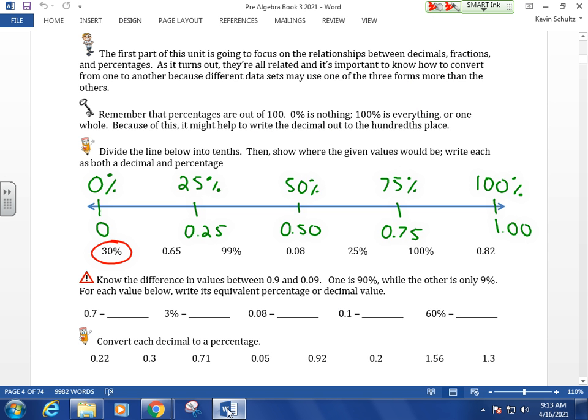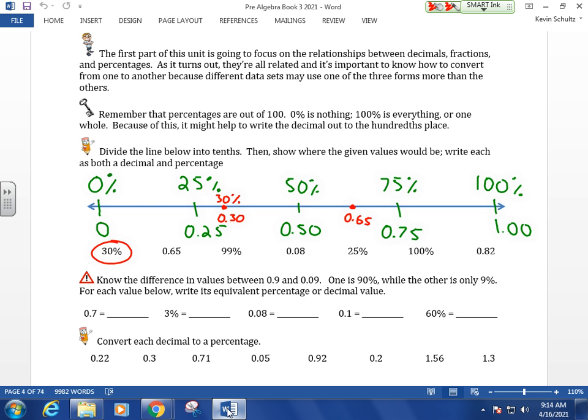All right, so placing 30%, you should have it somewhere right around here. And if we label that as 30%, the decimal value would be what? The decimal value of 30%. Aiden? 0.30. You might also see it as just 0.3, right? That second zero isn't necessary, but just so we can see that connection between 30% and 0.30, we have it there. 0.65, probably going to be right about here, okay?